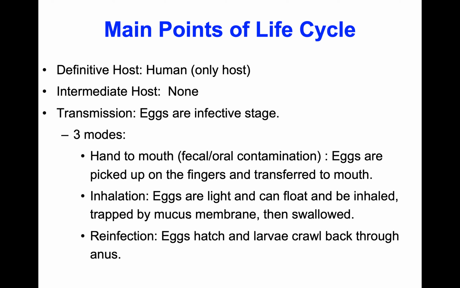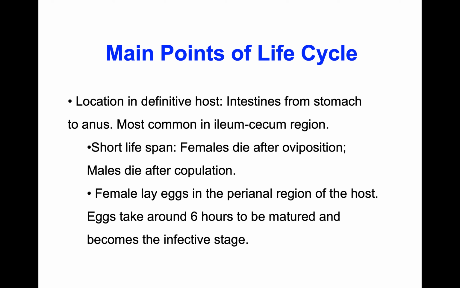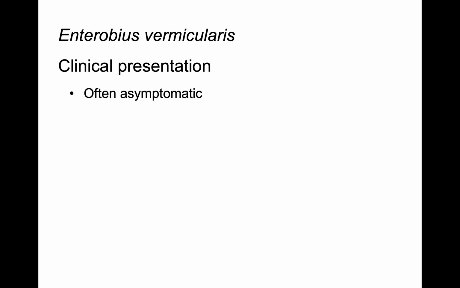So there are several ways for the disease to transmit. Key point, location. The intestines from stomach to anus, and it's most common in the ileocecal region, and there's a short life span. The female dies after oviposition, and males die after copulation. Females lay eggs in the perianal region of the host. Eggs take around 6 hours to mature and become the infective stage.